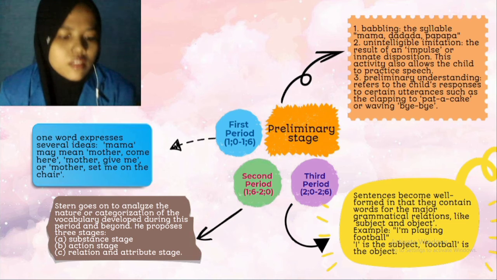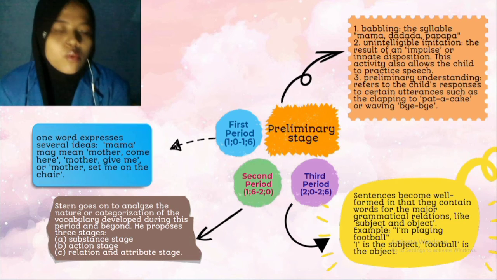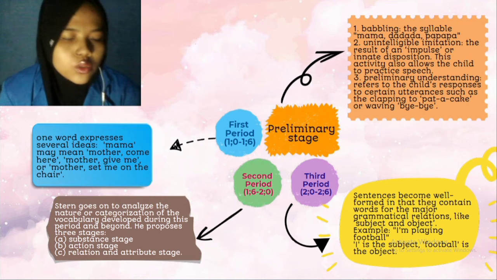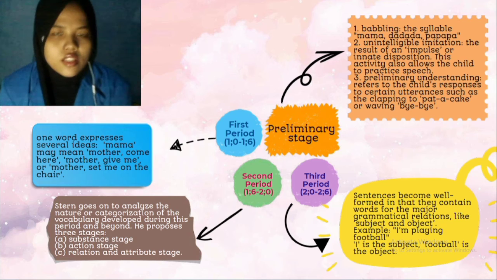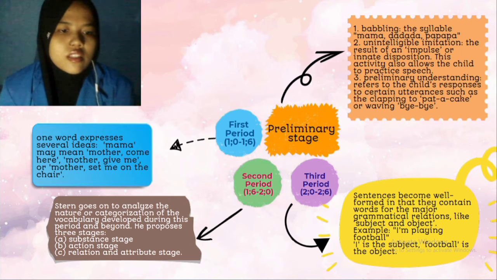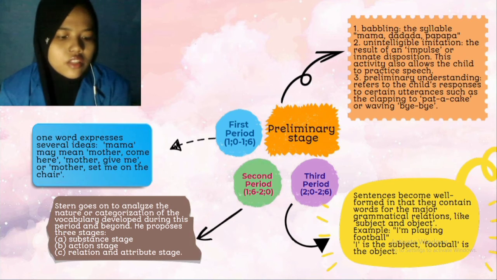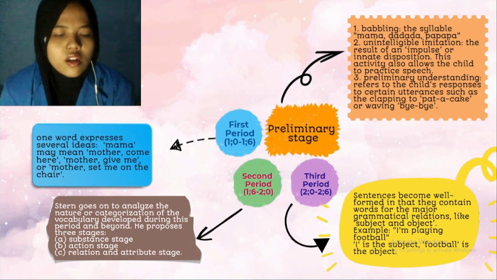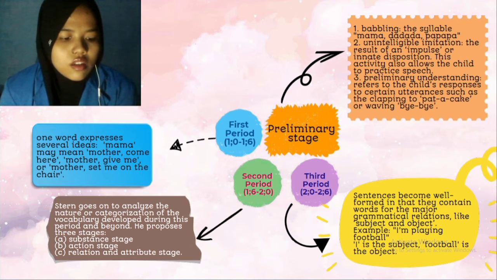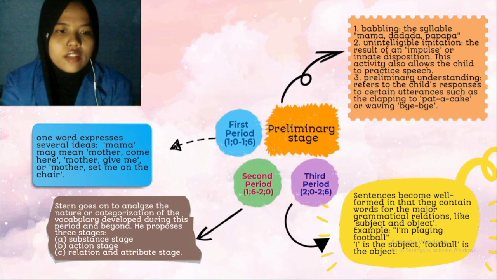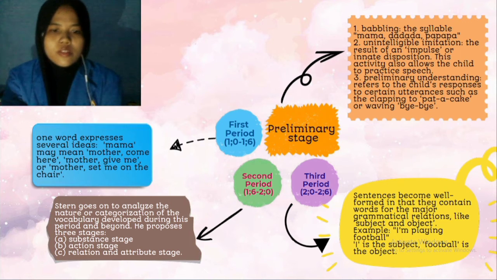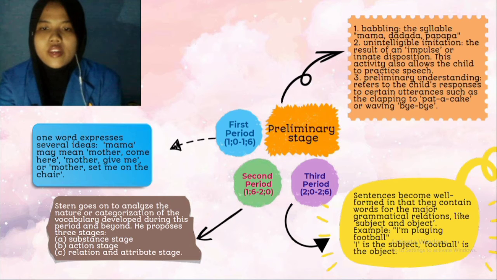In the substantive or substance stage, most of the words refer to nominals, for example, the names of things. The second is the action stage, where terms for actions enter the vocabulary and grow. And the third is the relation and attribute stage. Okay, we go to the last period.